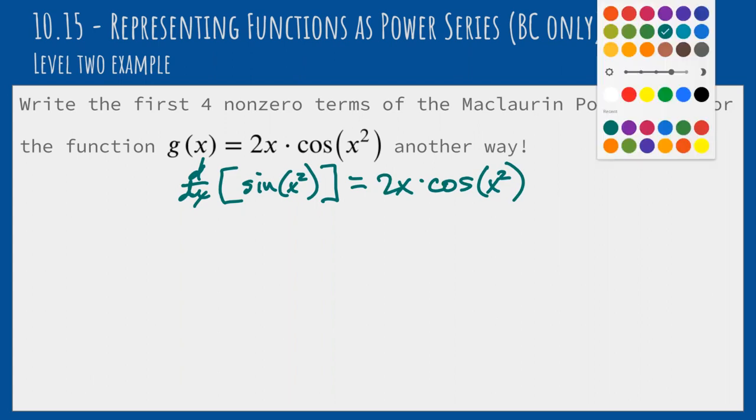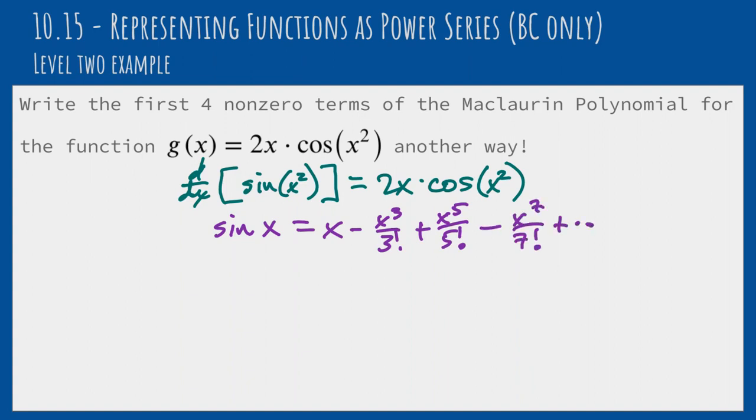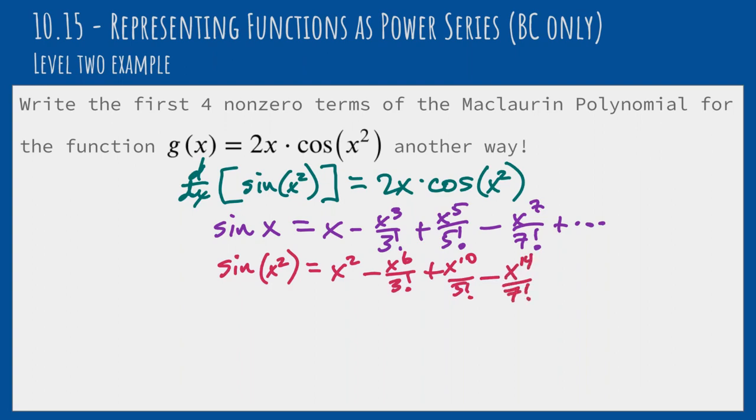So the way I'm going to construct it this time, I'm going to start with the Maclaurin polynomial for sine of x squared. And to do that, I'm going to start with the Maclaurin polynomial for sine of x, which is x minus x cubed over 3 factorial plus x to the 5th over 5 factorial minus x to the 7th over 7 factorial, and so on. Then I'm going to replace x's with x squareds. So we do our substitution. So we got x squared minus x to the 6th over 3 factorial plus x to the 10th over 5 factorial minus x to the 14th over 7 factorial, and so on.